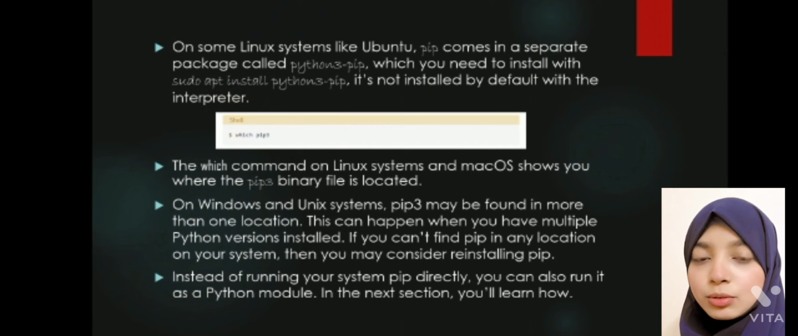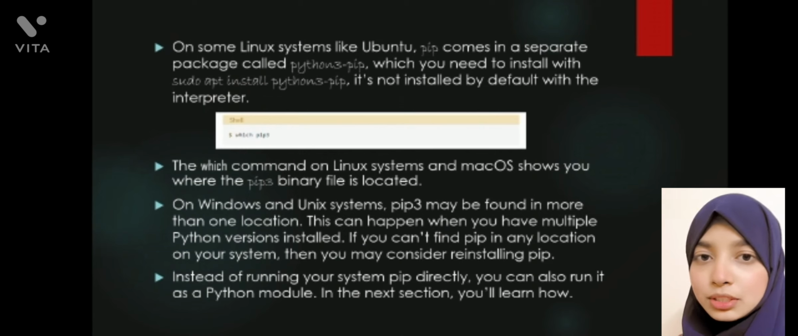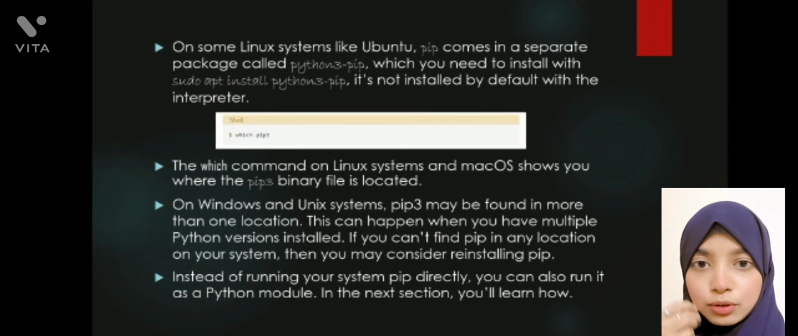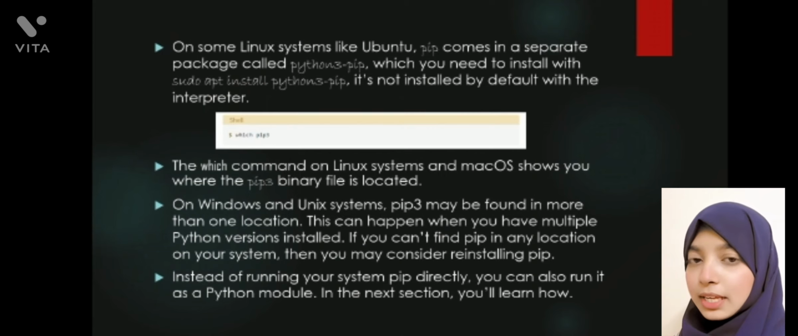Now comes the turn of some Linux systems like Ubuntu. Pip comes in a separate package called python3-pip, which you need to install with sudo apt install python3-pip. It's not installed by default with the interpreter. So the which command on Linux systems and macOS shows you where the pip3 binary file is located. The folder shown here, in the shell, we should be finding with the which command.